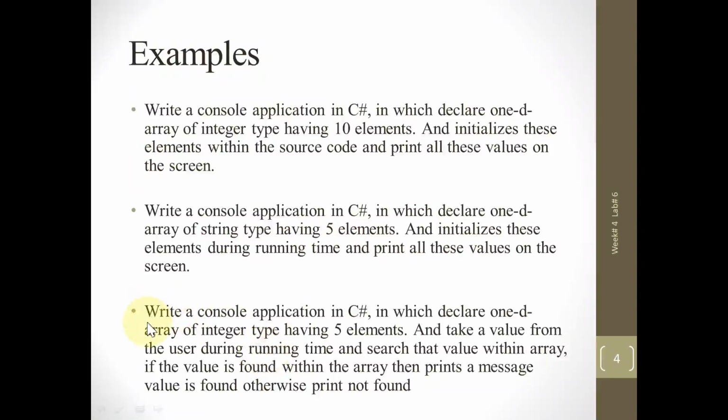Now let's move towards our last example. Let's write a console application in C# in which we declare a one-dimensional array of integer type having 5 elements. First, take a value from a user during running time and search that value within the array. If the value is found within the array, then print a message that the value is found, otherwise print there is no value. So the example is very simple: we will be declaring an array of integer type and searching for some value within these elements.